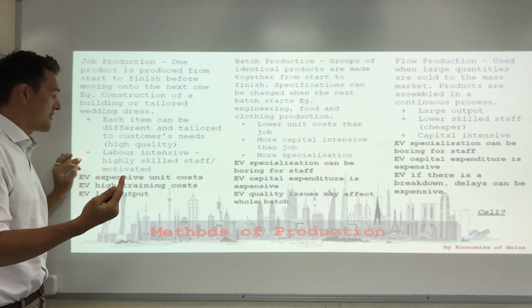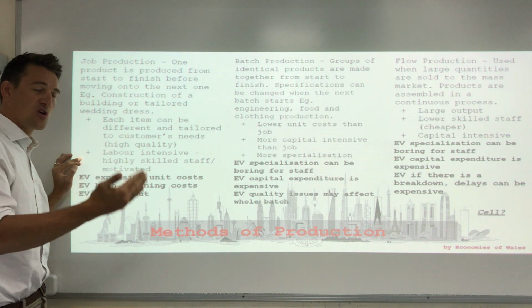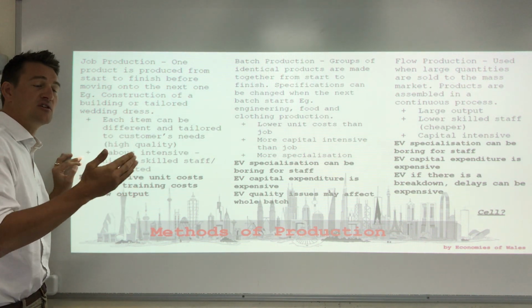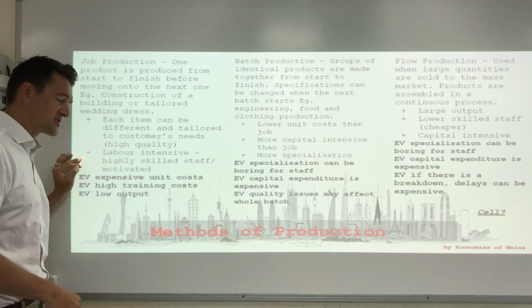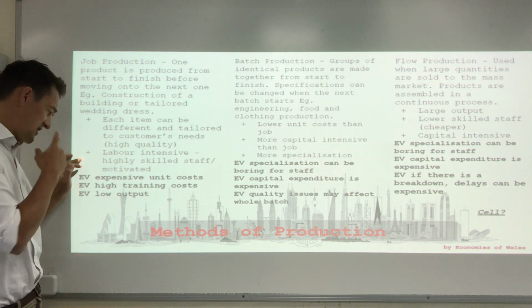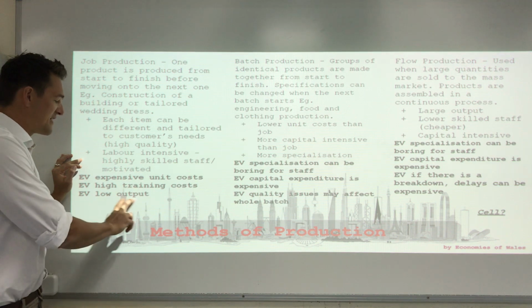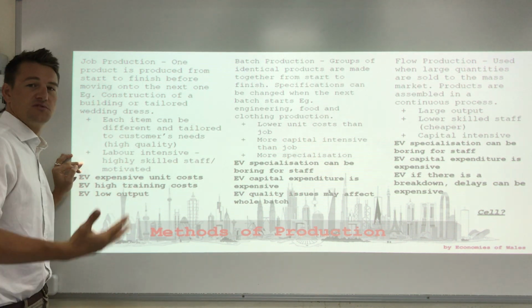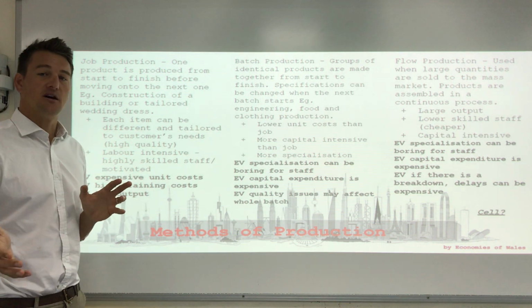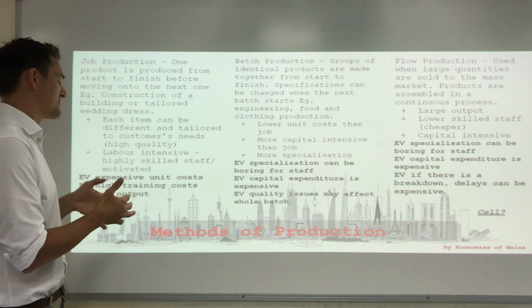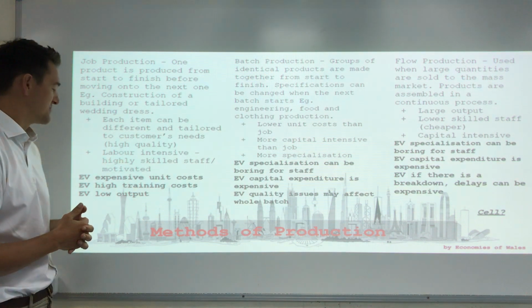You're making one at a time, which means that the cost of production divided by each unit, the unit labour cost, is going to be that much higher. We're going to have to train our staff because they're highly skilled, they're going to need training, so that's training costs. And we're producing very low output, so it's never going to result in that much revenue. It's only relevant when there's low demand, okay? If it's a market where there's high demand, you're not going to use this method of production.